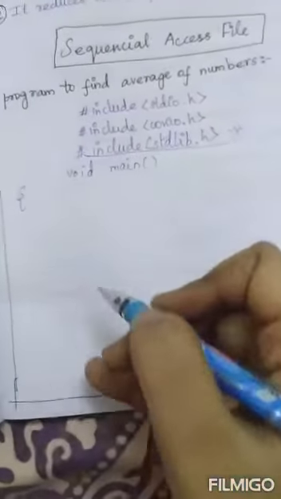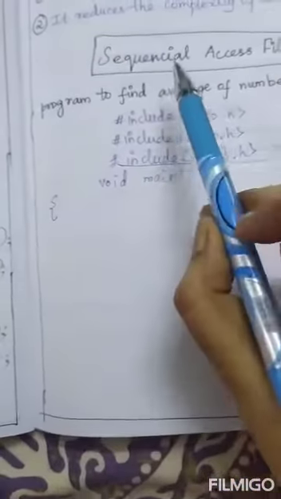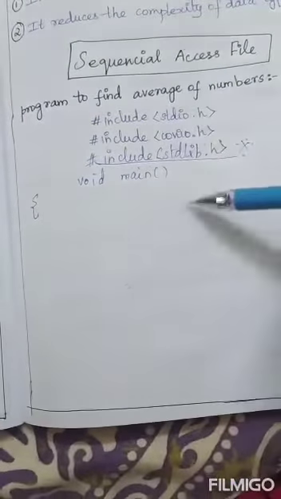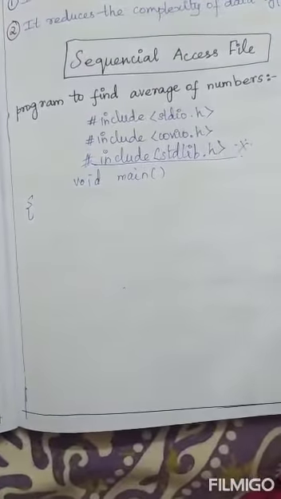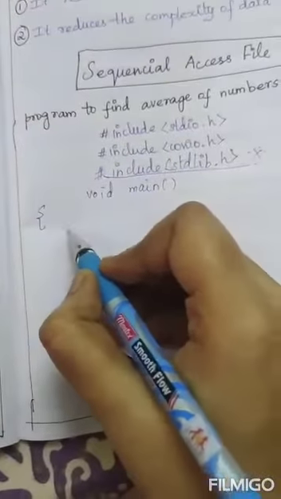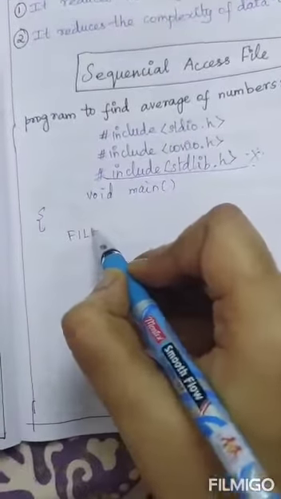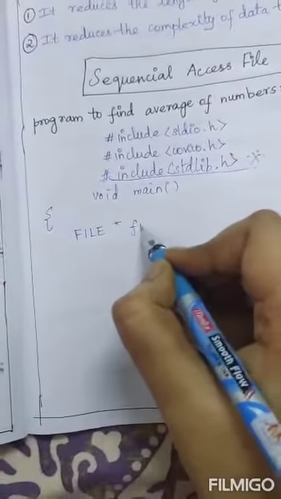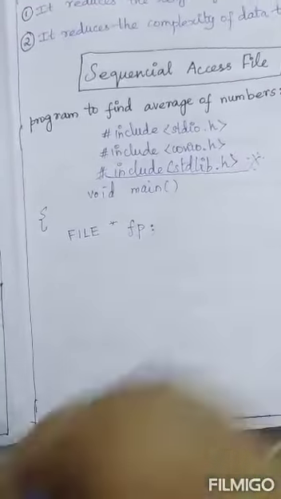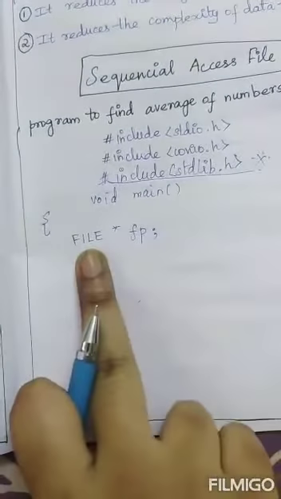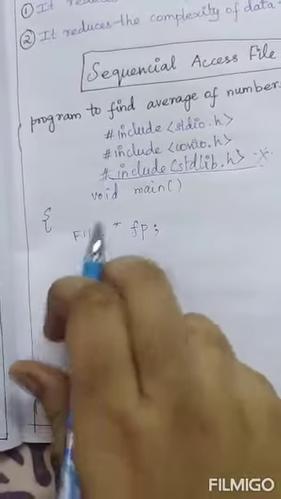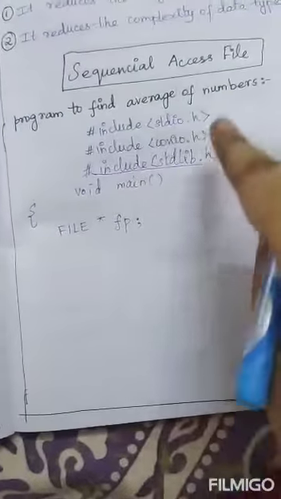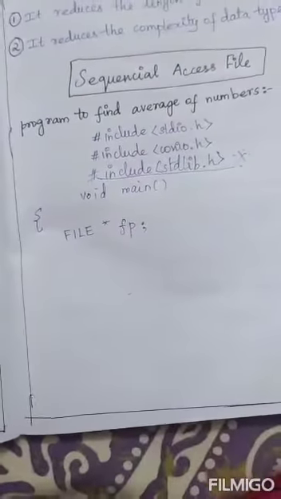I am opening my curly braces. As it is a sequential access file, to denote that this program is a sequential access file, we will include the word FILE in capital letters. The pointer variable is fp. This capital letter word FILE should be given in the program to denote that it is in the concept of sequential access file.